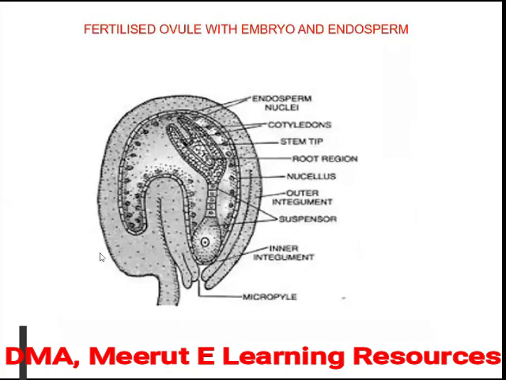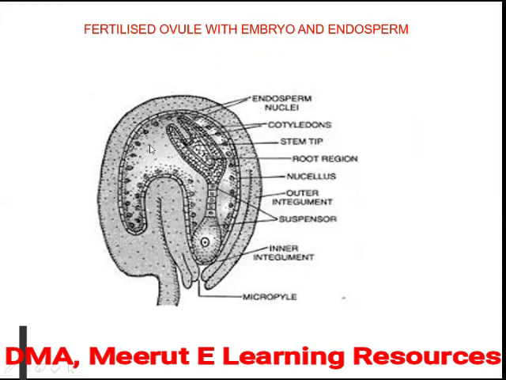Now here you can see this is a fertilized ovule, which is also called a seed. And here you can see the micropyle. Here you can see the haustorium, which helps the embryo to attach with the embryo sac. Here it is attached with the embryo sac. Here you can see the cotyledons. Got it? And how the suspensor pushes the embryo towards the endosperm.